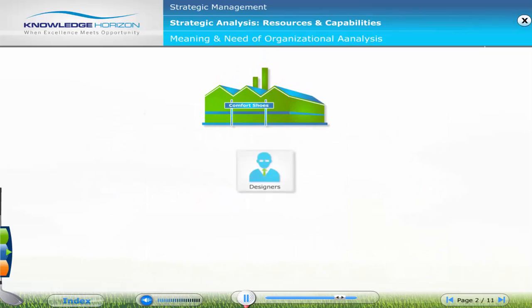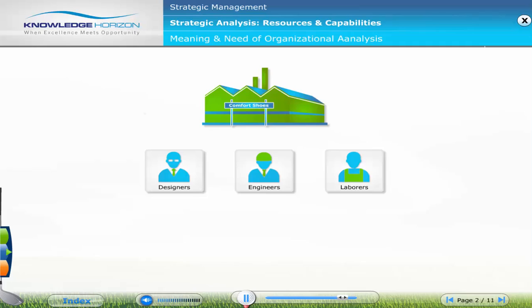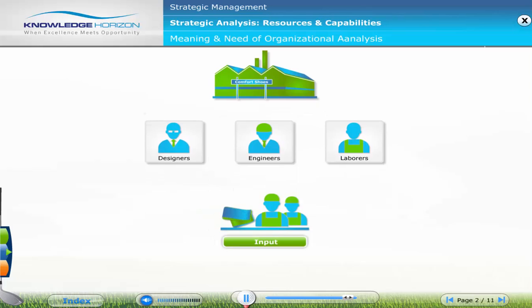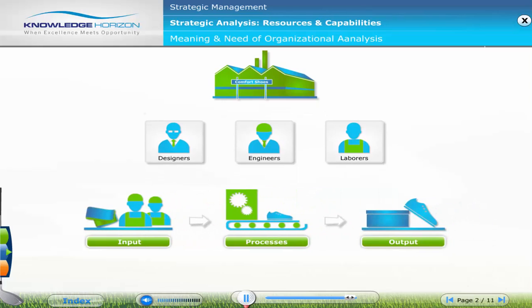Umford Shoes has designers, engineers, skilled laborers and other staff who work to carry out all these activities. The skills and efforts of all these resources add value at each step in the production process to yield the final output in the form of shoes.